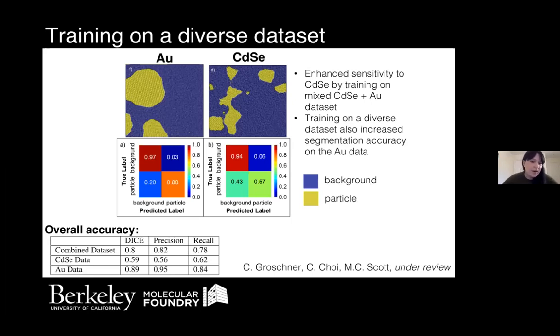And also by the dice coefficient, which is really an intersection of union type error metric that looks at the overlap between the predicted segmentation maps for the particle class, they're also greatly improved and reasonable values for this field. So we found that, similarly to the natural image community, training on a diverse data set actually gives increase across the board.